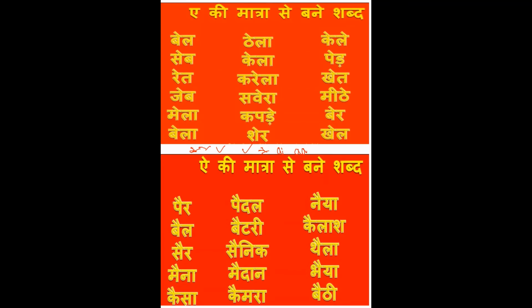Pyre or pear, bell, fair, mina, kaisa. They will say kaisa. Both are right. But while speaking spoken Hindi, they will use a kind of a thing. Pedal, battery, Sainik, Maidan, camera, Naya, Kailash. Okay, Thaila, Baya, Betty. Okay, so you understood.